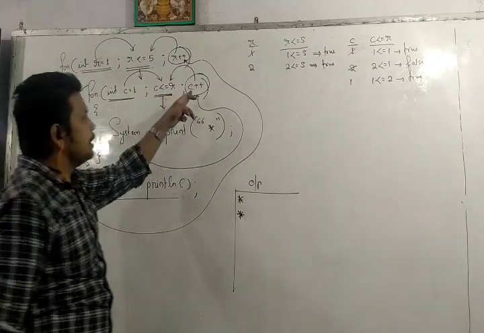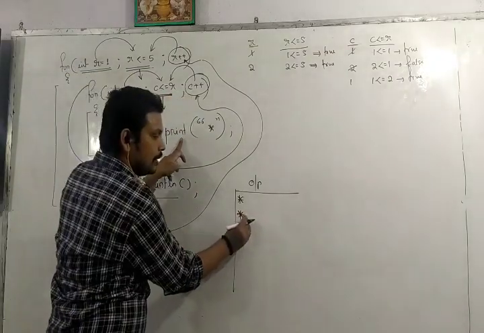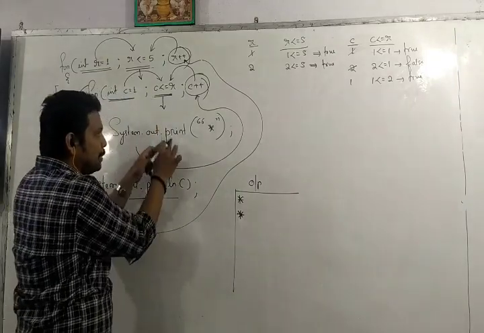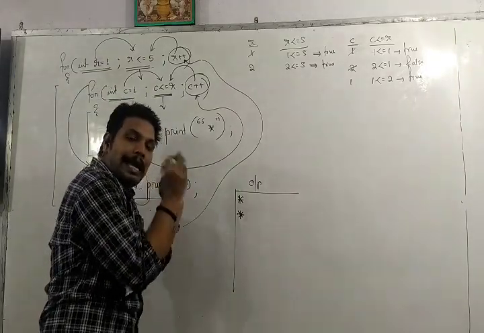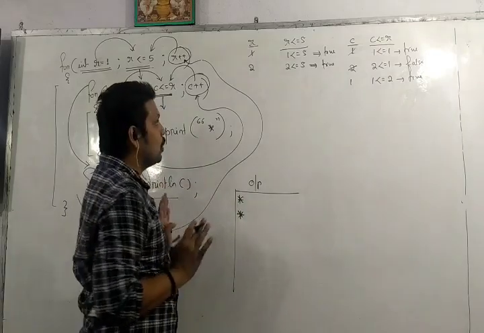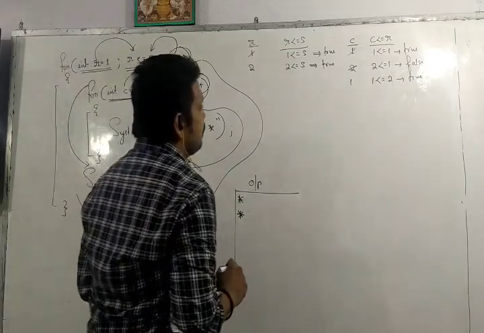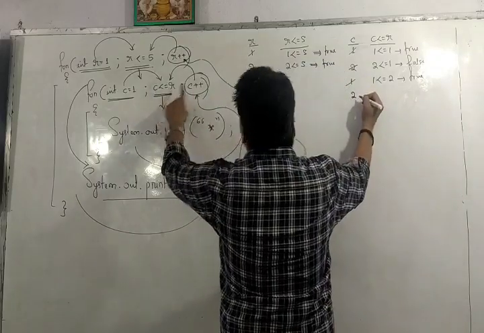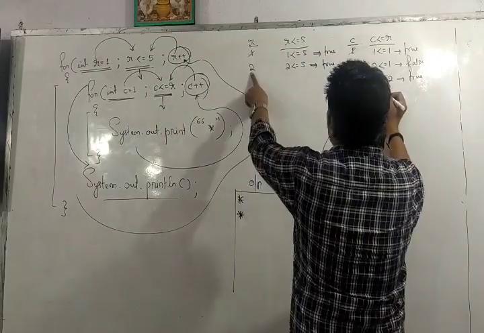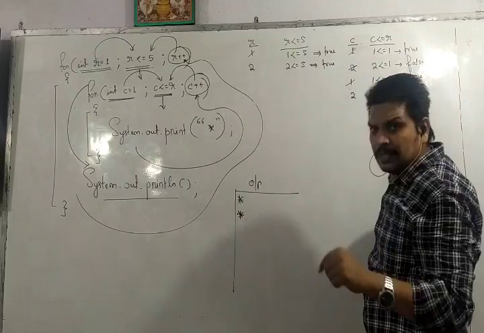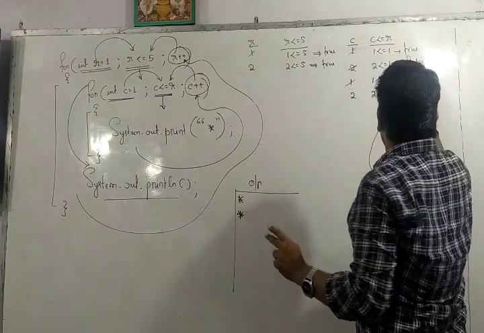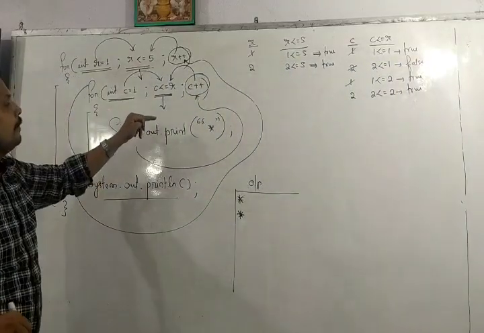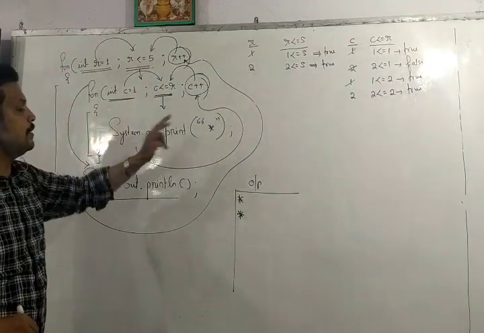Then C++. See, print star means the cursor will not be taken to the next line. System.out.print star means just print star and let the cursor stay there only. Okay? Then C++. C is 2. So 2 is less than equal to R, 2 is less than equal to 2. Is 2 less than 2? No. Is 2 equal to 2? Yes. So if it is yes, it is true. If it is true, then print star.